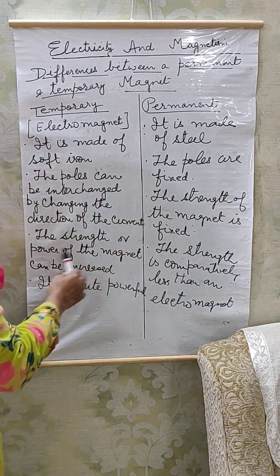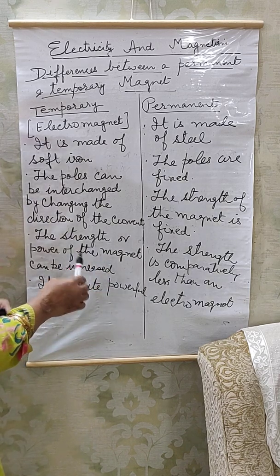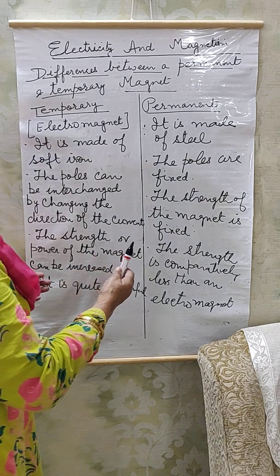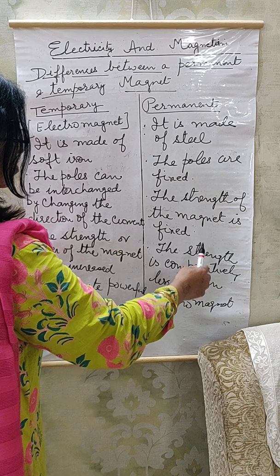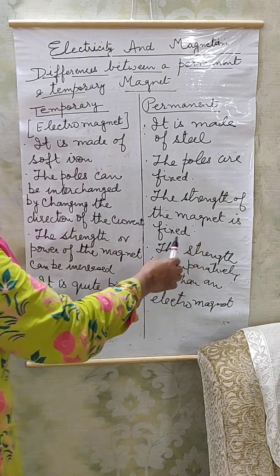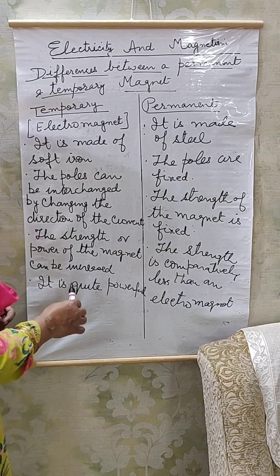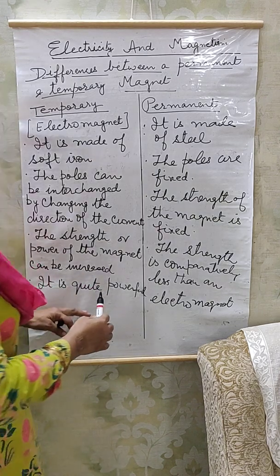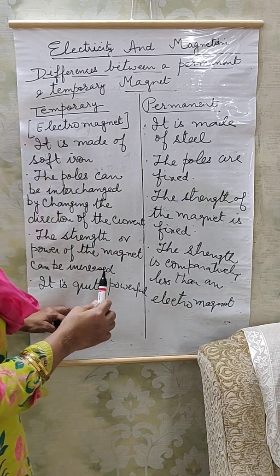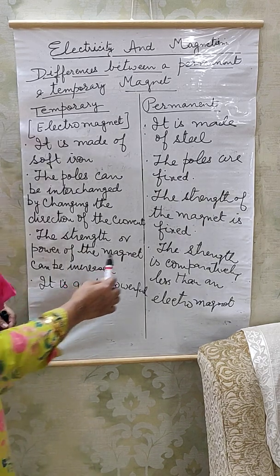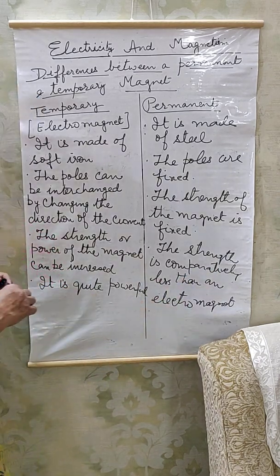Third one, the strength or the power of the magnet can be increased. It can be decreased also, but we don't want much less. It can be increased. Here the strength remains the same or it is fixed. And then electromagnet is found to be more powerful than a permanent magnet. And how can we make it more powerful? By increasing the strength of the current passing through it. Here the strength is comparatively less than the electromagnet.